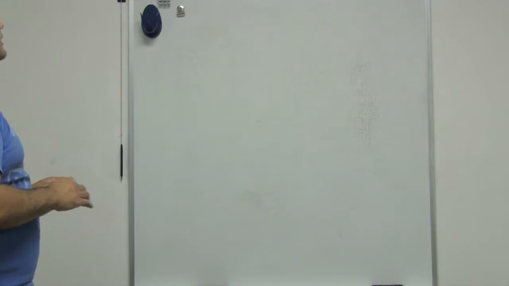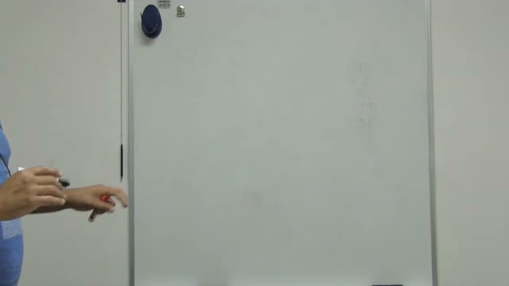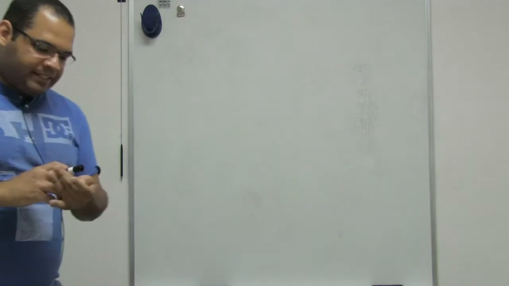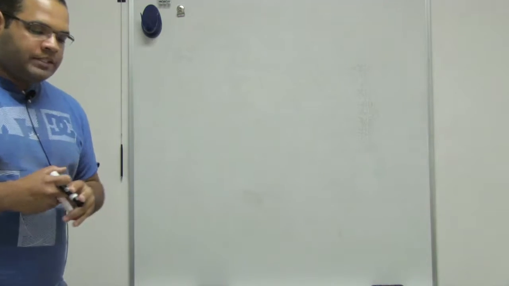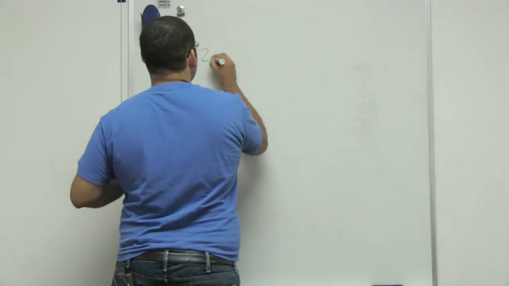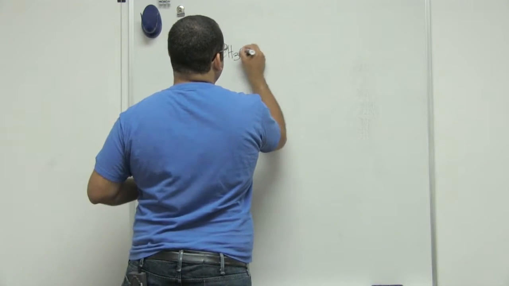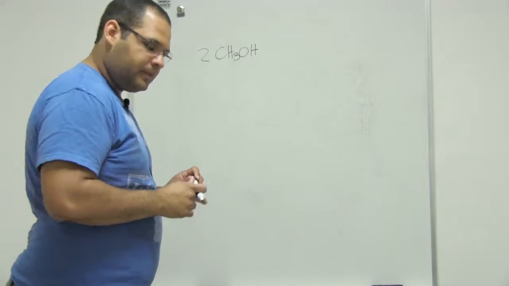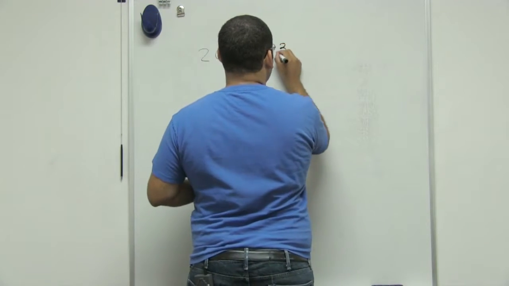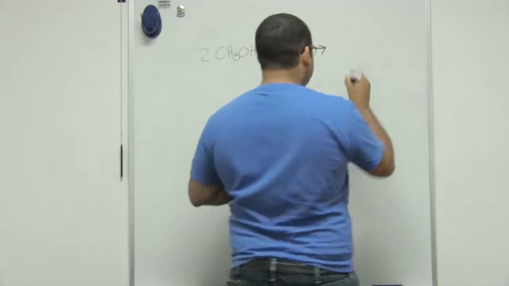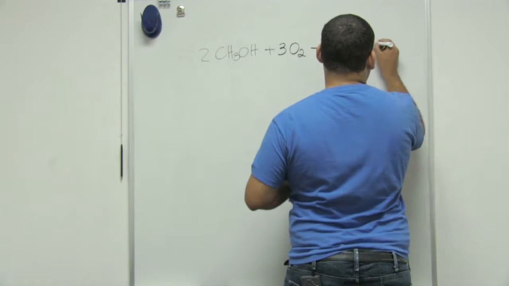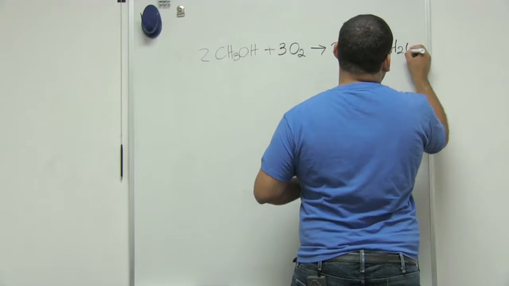Okay, so we're talking about limiting reactant at this time, and first of all, what is the limiting reactant? Limiting reactant is just figuring out which substance we are using is going to be consumed first. So if I have a reaction of 2CH3OH, methanol, plus 3O2, oxygen gas, making 2CO2 plus 4H2O. I already balanced my equation.